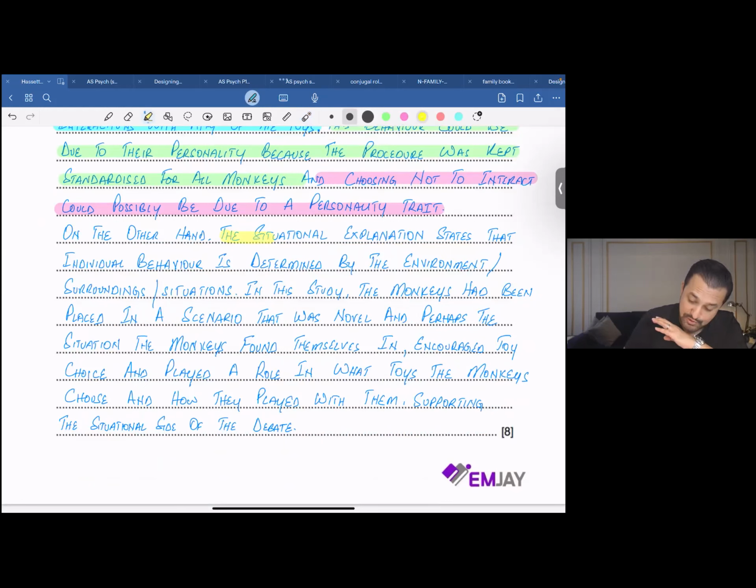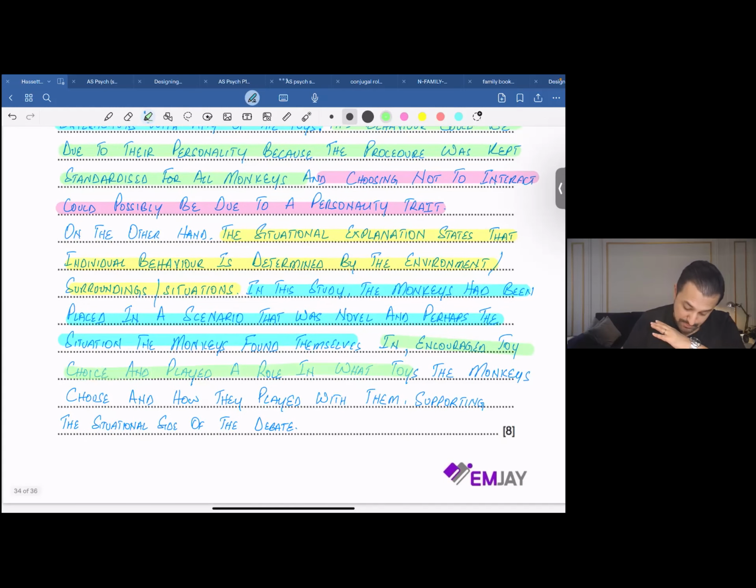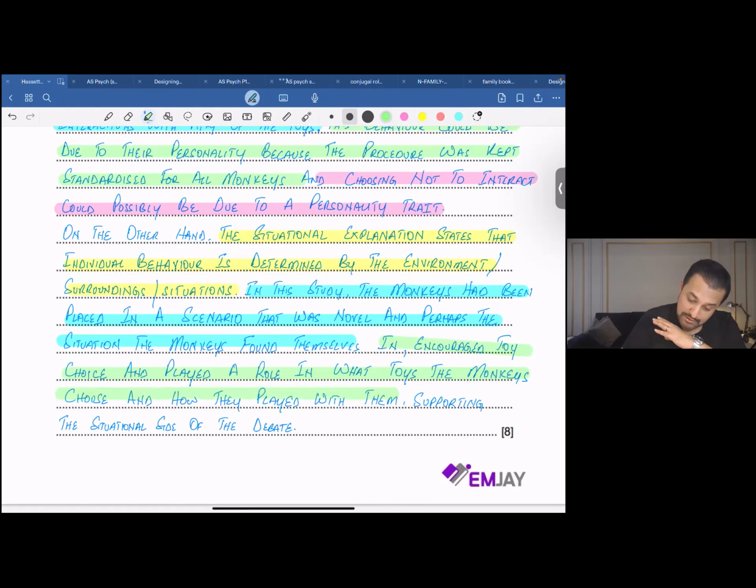On the other hand, the situational explanation states that individual behavior is determined by the environment surrounding us or the situations. In this study, monkeys had been placed in a scenario that was novel, and perhaps the situation the monkeys found themselves in was encouraging toy choice and played a role in what toys the monkeys chose and how they played with them, supporting the situational side of the debate.